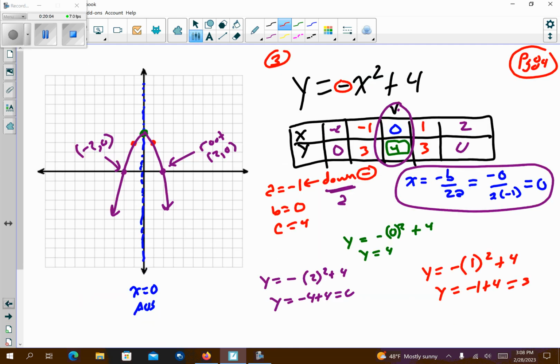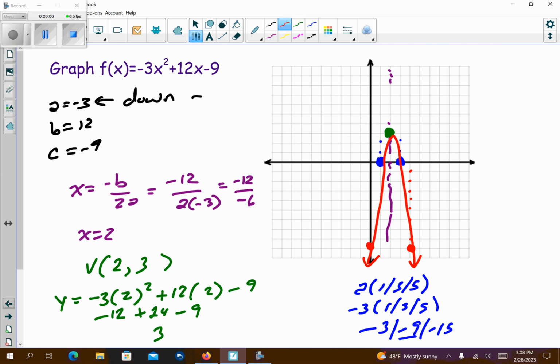Okay, so that should help you with the assignment. Give it a really good try. This is pretty fun to do. I'd like you to do page 93, and I'd like you to do 1 through 6. And you're going to be doing the pattern graphing, so see how you do.